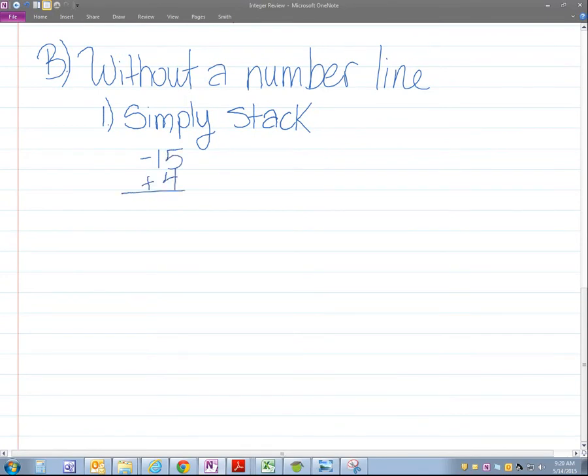Let's say we had negative 15 plus 4. Negative 15 plus 4. Negative 11. It is negative 11.